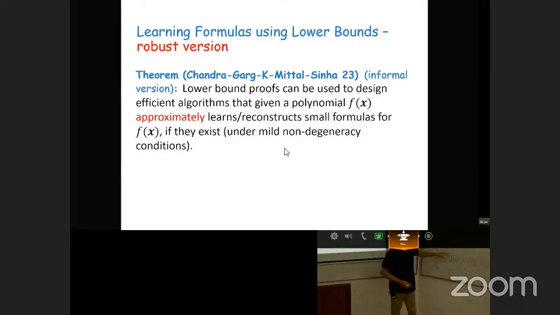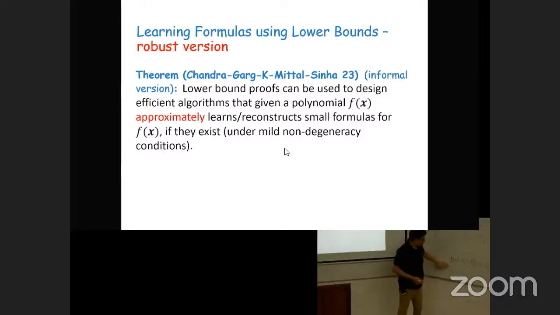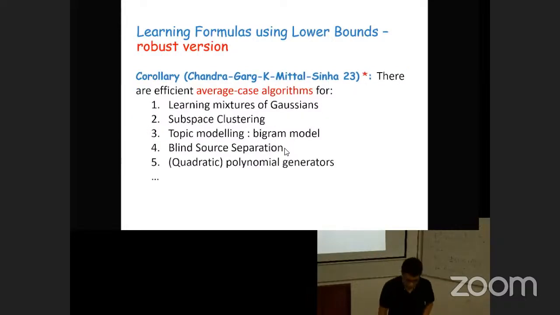So that means that given a finite sample, we know this moment polynomial only approximately. This polynomial that I have is an approximation to the true moment polynomial, and the true moment polynomial is what has a small formula. So we can make this algorithm robust in the sense that given the polynomial only approximately, we can also recover the small formula for it. And as a corollary, we get algorithms for various problems that I mentioned in the beginning.